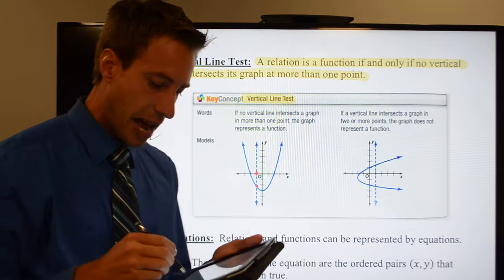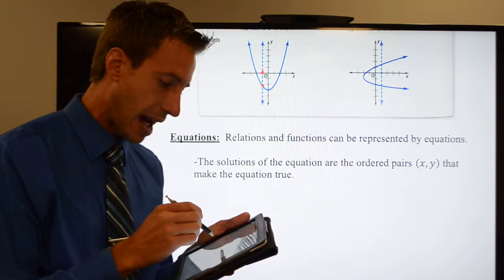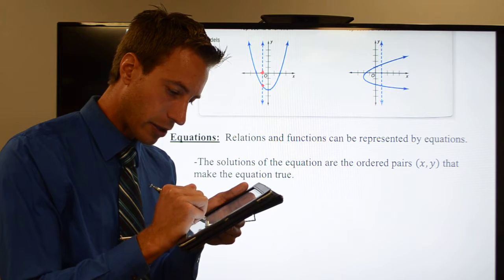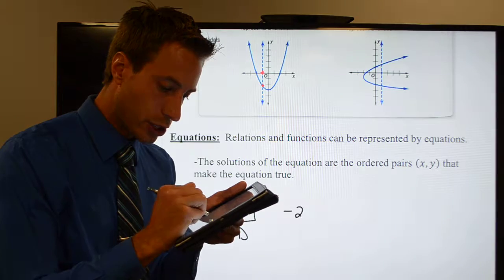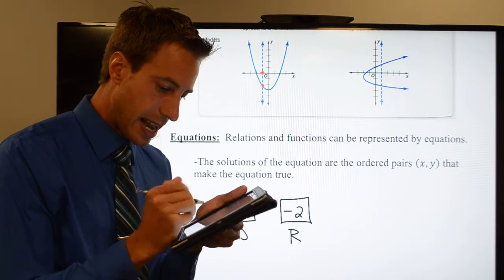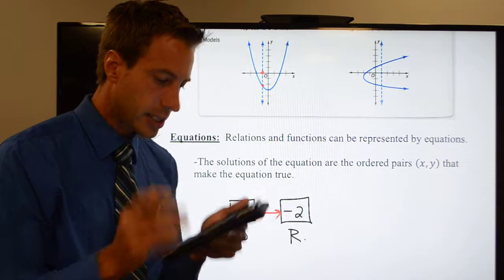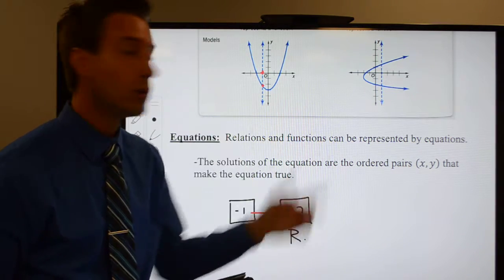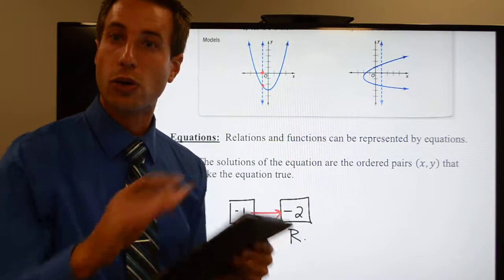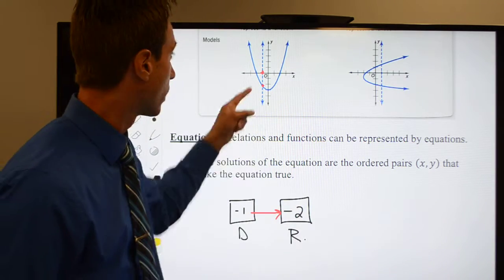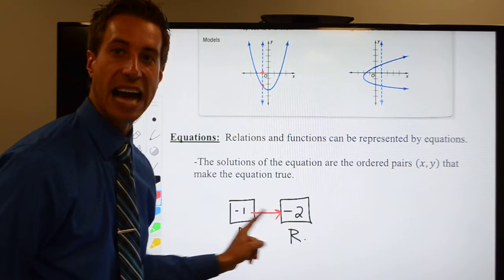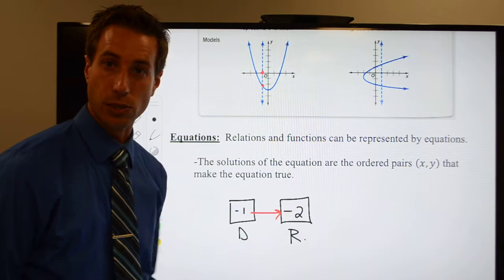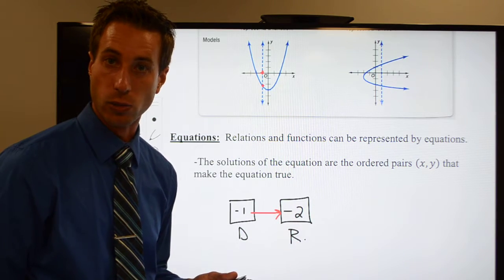Now, if I were to have a map of this, what I would have on my map would be -1, which is my domain value, and -2, which is my range value, and -1 only goes to -2, right? I don't have that vertical line crossing my graph anywhere else. It only crosses right there, and so this passes the one-to-one test. This domain value only goes to this range value. I pass the one-to-one test.